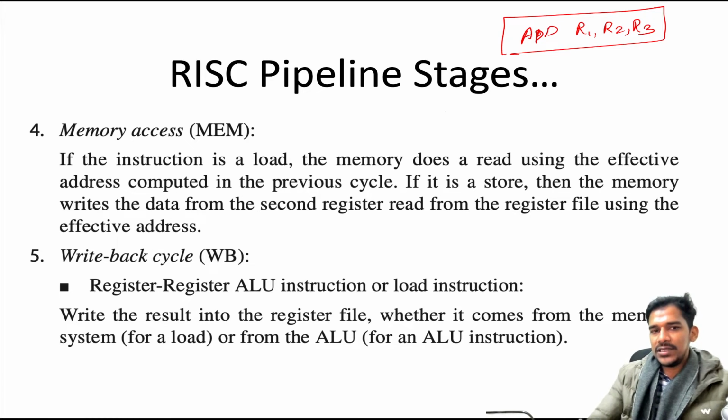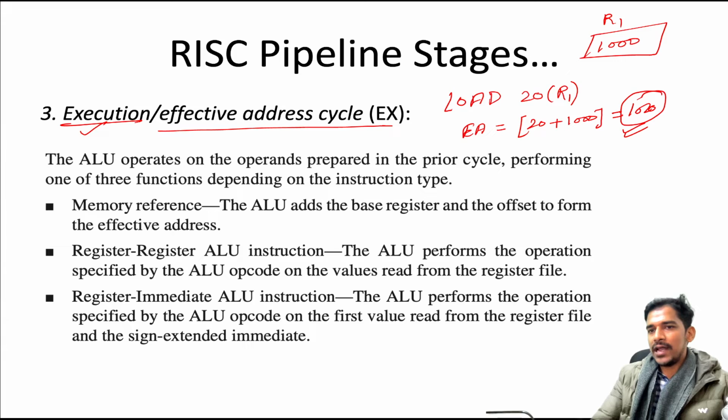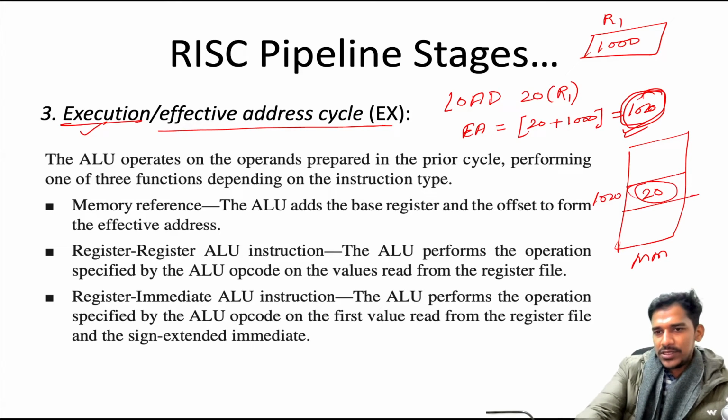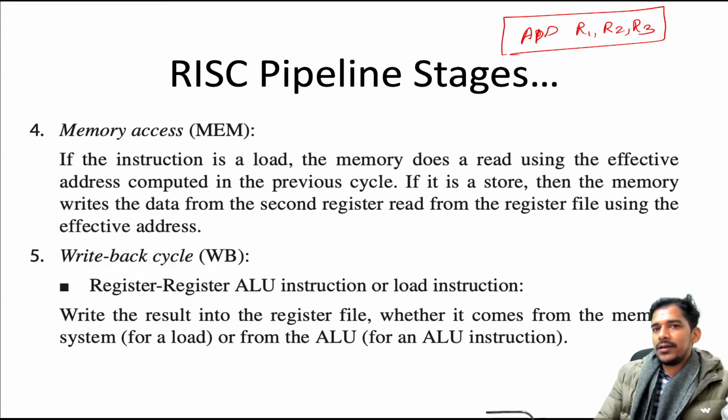For example, in the previous cycle, you have calculated the effective address. That means from where in the memory you need to load the value. Let us say this is your main memory, and at the address 1020, you have some operand. So this operand will be loaded into the accumulator in this memory access cycle. That means read or write will be done in the fourth cycle, right? If the destination operand is a memory address, then that will be done in the memory access cycle.